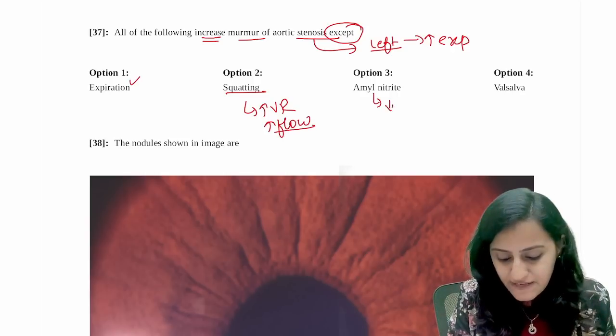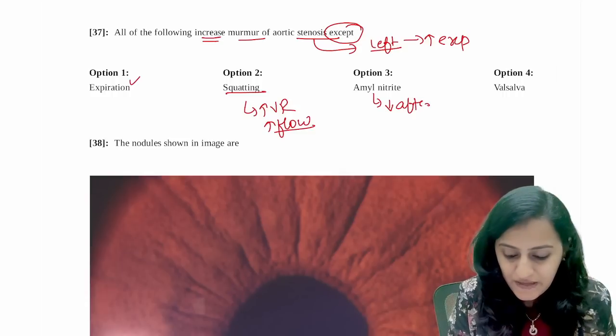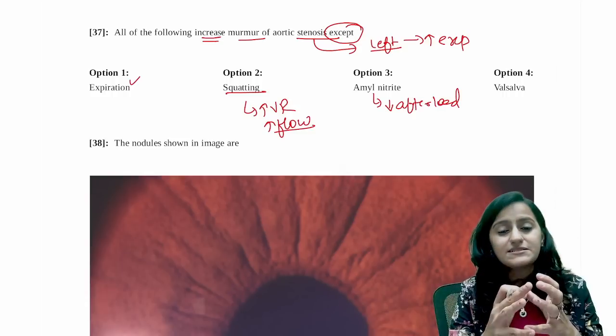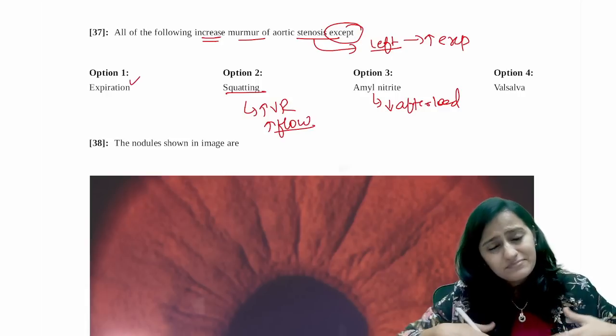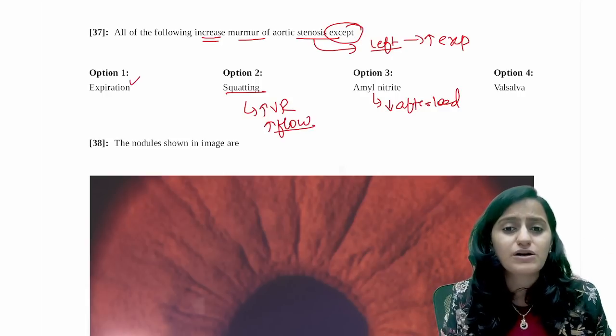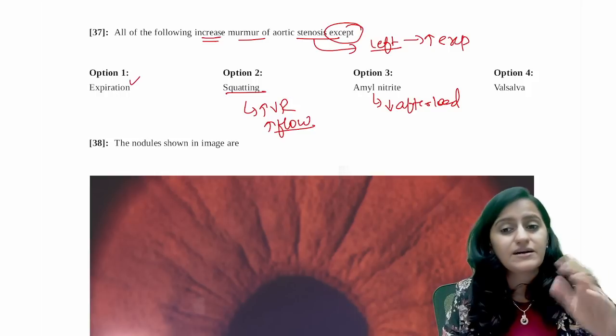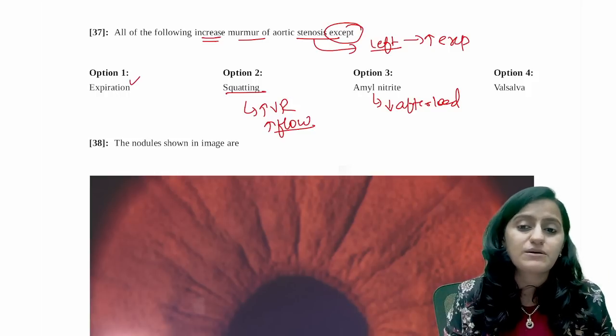Amyl nitrite's effect is decreased afterload, that is the peripheral resistance decreases. So what happens is, again it is trying to increase the flow across the aortic valve. So again, the stenotic murmur will increase.